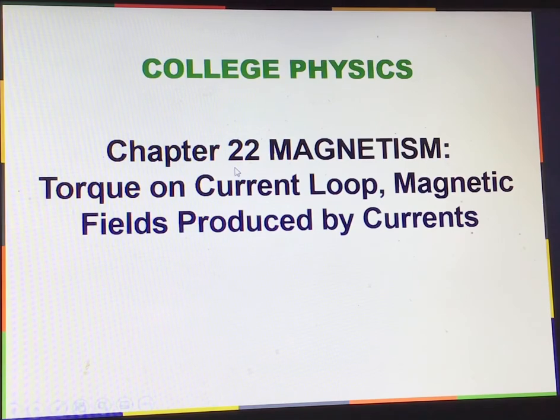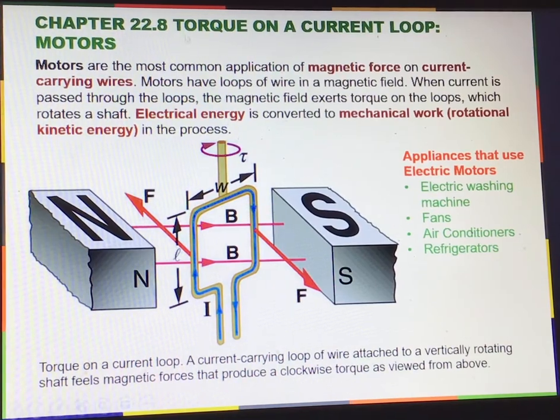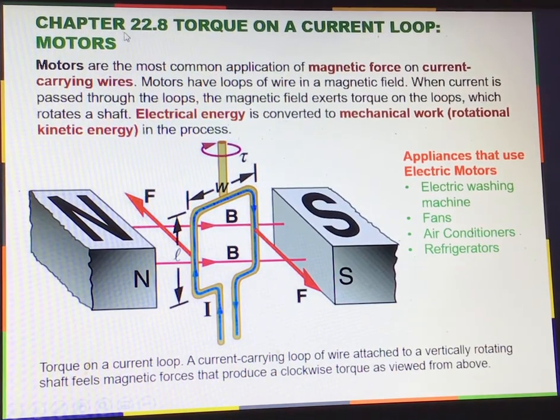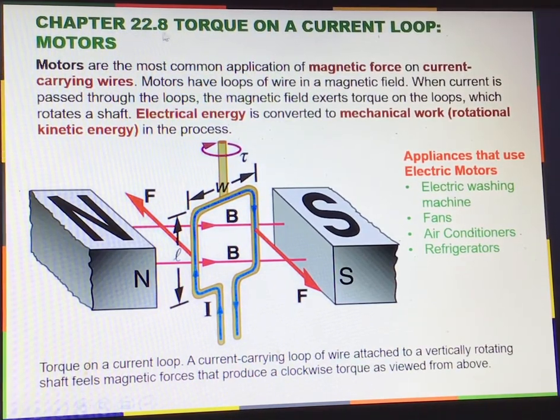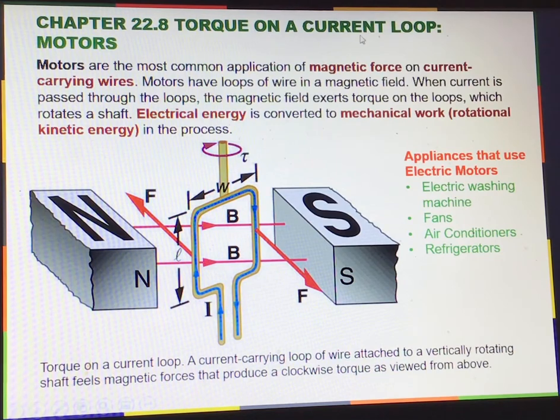In this video, we're going to wrap up chapter 22 by talking about the torque on a current loop. Then we'll also look at the magnetic fields produced by currents. So now we're going to look at section 22.8. In this section, we're going to be talking about the torque on a current loop.